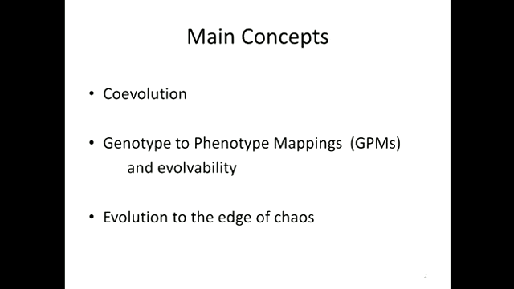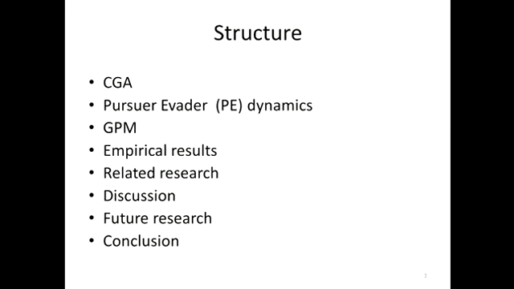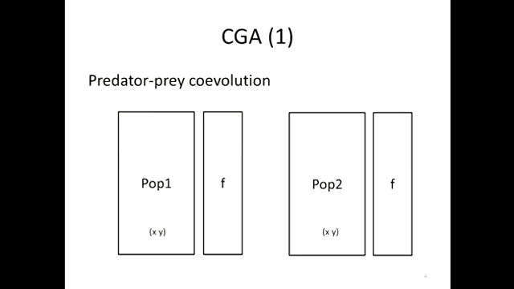Now, this is the structure of my talk. Pretty standard structure. I first will introduce my coevolutionary genetic algorithm. Then I'll do the pursuer-evader dynamics, and you've already had a preview on that. And then the kind of normal structure of a talk. So, the coevolutionary genetic algorithm.